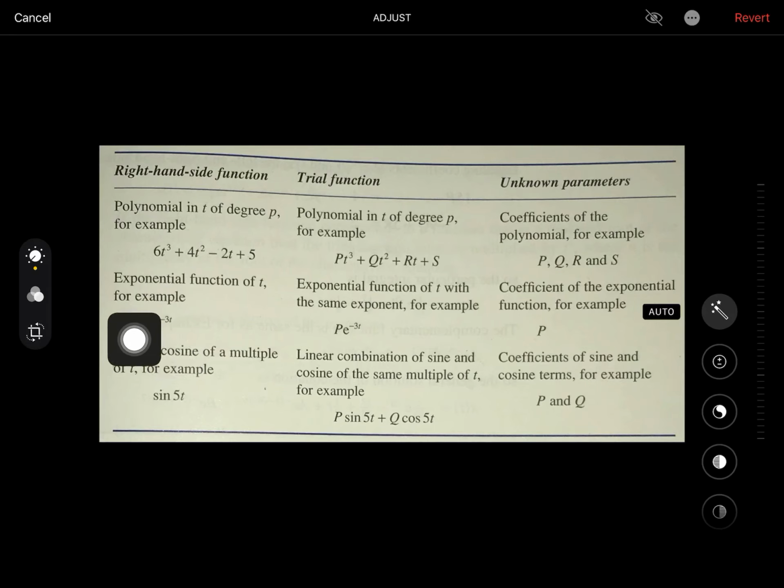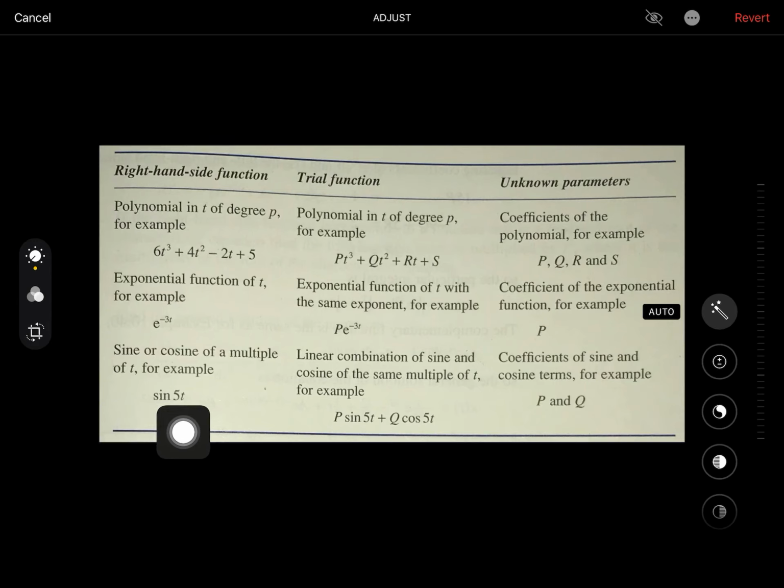The second one is if the right hand side is in exponential form, the trial function should be like this, where the value beside the t is the same as in the function given at the right hand side. In this case it is -3. So we will have P e power of -3t. Only one constant that we need to find.